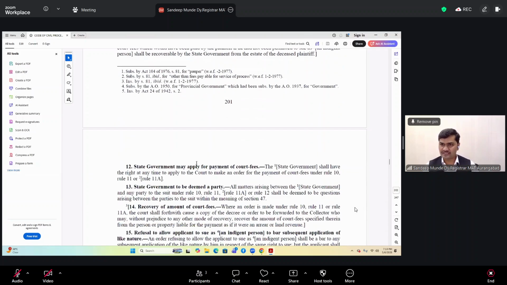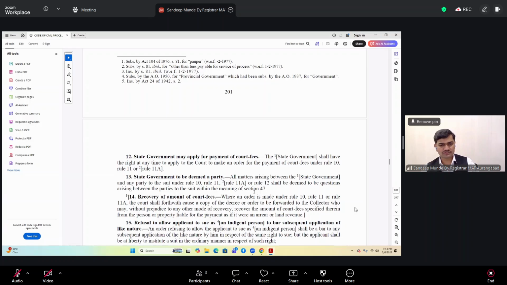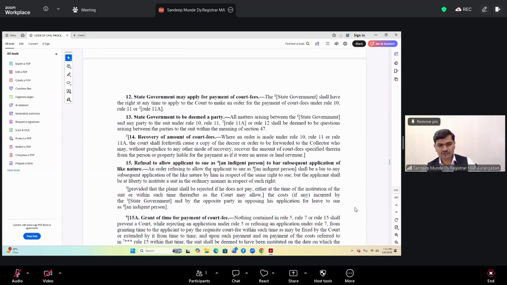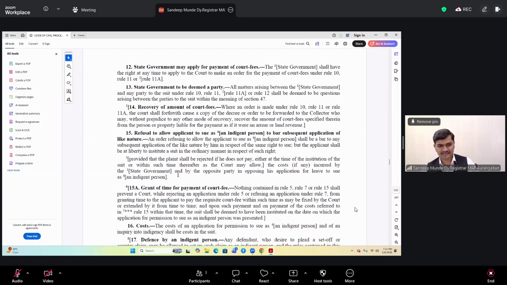State government. It is also one of the most important provisions that the state government may apply for the payment of court fees, and the state government is to be a deemed party to the suit, because all matters arising between the state government and the party to the suit under Rule 10, 11, 11A or 12 shall be deemed to be questions arising between the parties to the suit within the meaning of Section 47. Recovery. Refusal to allow the applicant to sue as an indigent person bars a subsequent application of like nature.